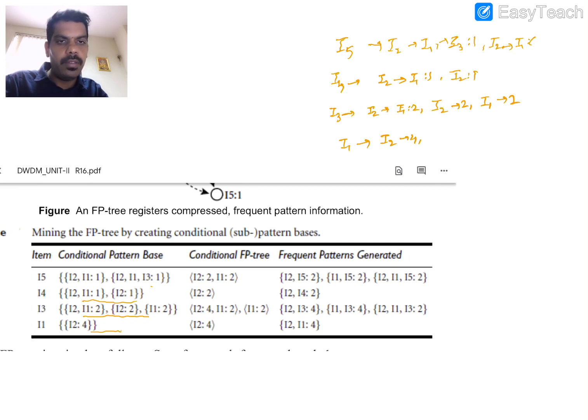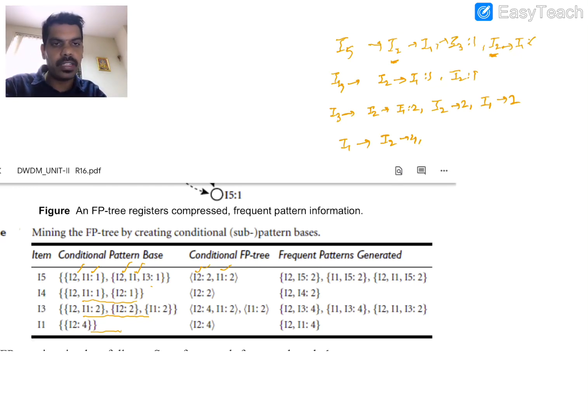Conditional FP tree. I2, I1, I2 appeared twice, I1 appeared twice. See there, second level I1. First level I1, I2, second level I1. So I2 twice, I1 twice. First level I2 is one, in the second transaction I2 at first level is one. So total I2 twice. And next I1 at second level once, second level once. Next I3 only once. The minimum support we have taken as 2, so we can discard this.